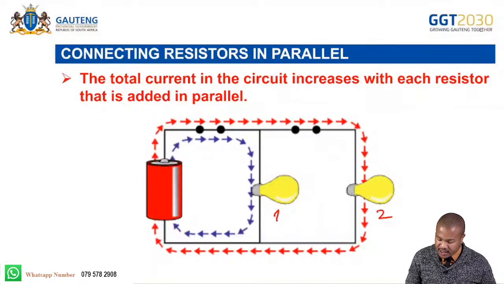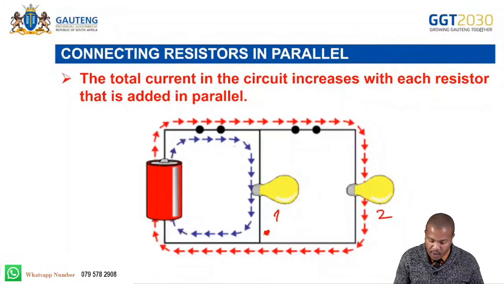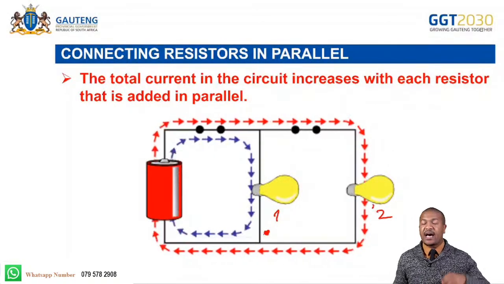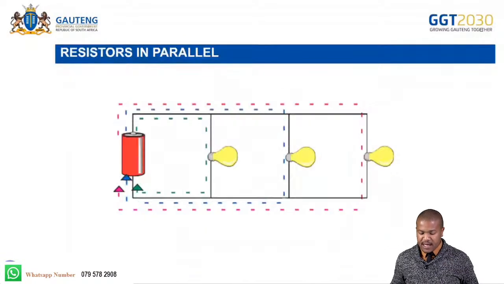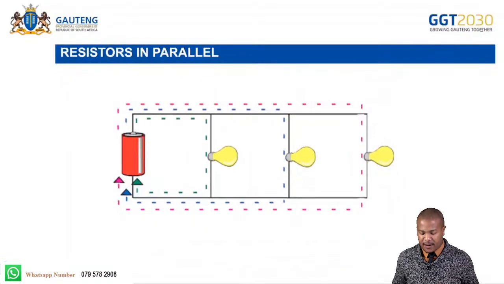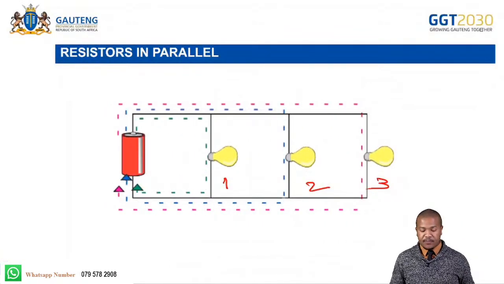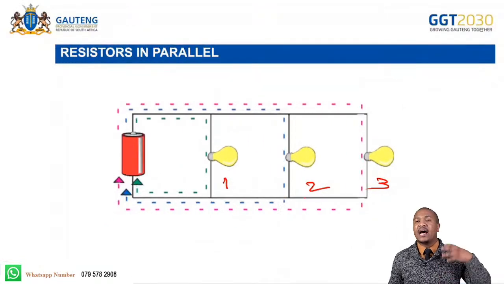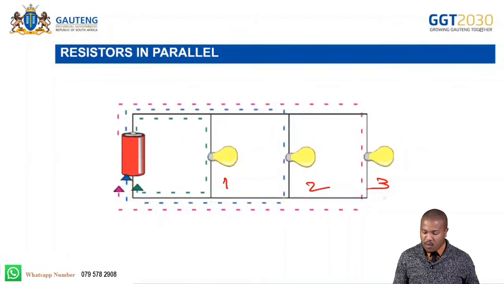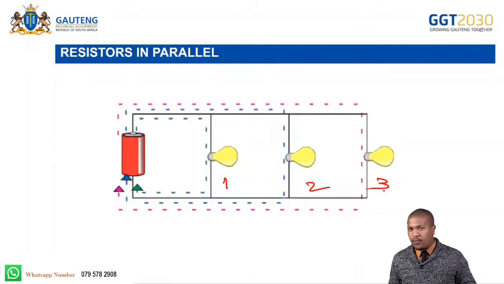So when you look at this, resistor 1, when we add resistor 2 now, the current also increases in the circuit. The same goes for this example again. We have resistors 1, 2, and 3. When you add resistor 2 on top of 1, the current increases. When you add resistor 3, the current also increases. Are we together?